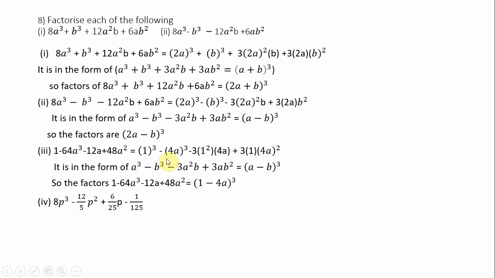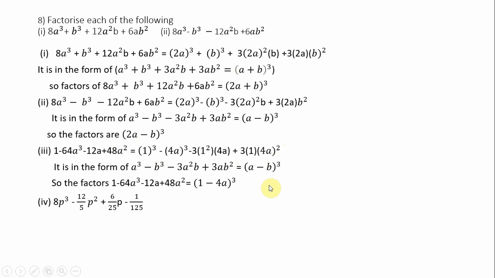So how do you analyze it? 1 whole cube comes to 1. 4a whole cube is equal to 64a cube. Now 3 into 1 square is equal to 1 only, so 3 into 4 is equal to 12a. Now 4 square comes to the first bracket, 4 square comes to 16. 16 into 3. See, children, don't multiply 3 into 4 and then square. It is absolutely wrong. Square the whole first bracket. So 4a whole square means 16a square. 16a square is to be multiplied with 3, which in turn will give you 48a square.